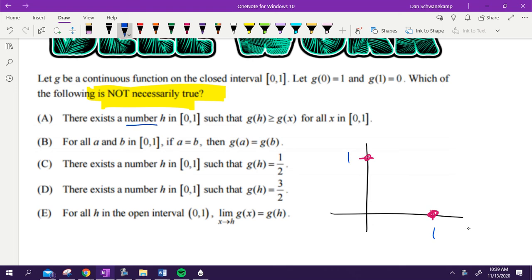There exists a number h on the interval from 0 to 1 such that g of h is greater than or equal to g of x for all x values. That one right there is just weird to say, okay? Here are 2 points that I know. In your mind, draw a line that connects those 2 points. You got it? Is there some place on that graph where the y value is bigger than or equal to all of the other y values?